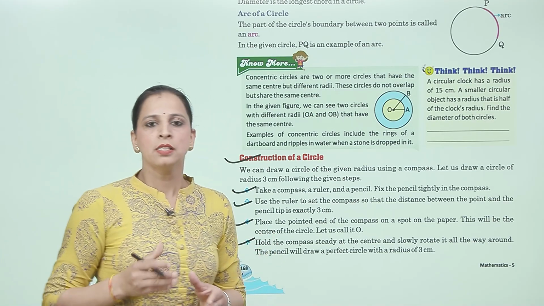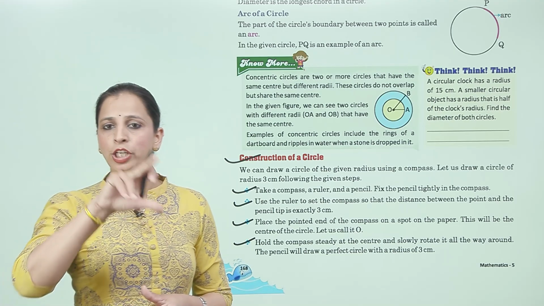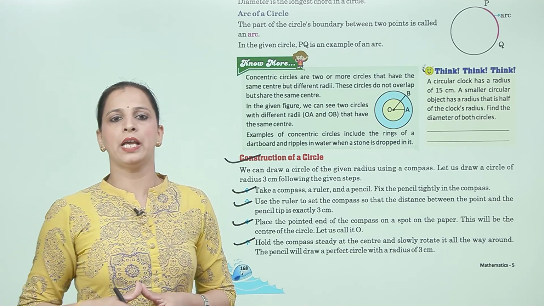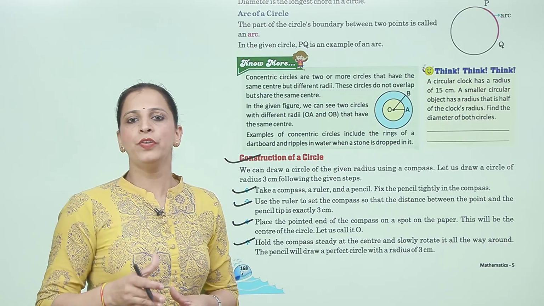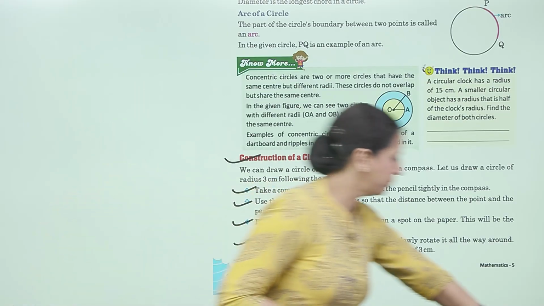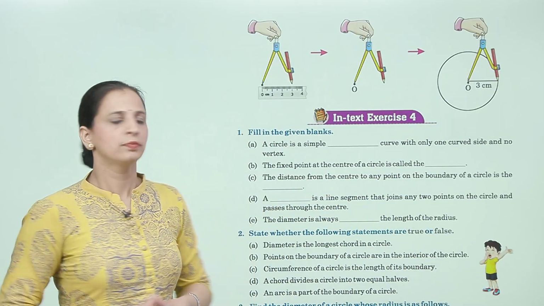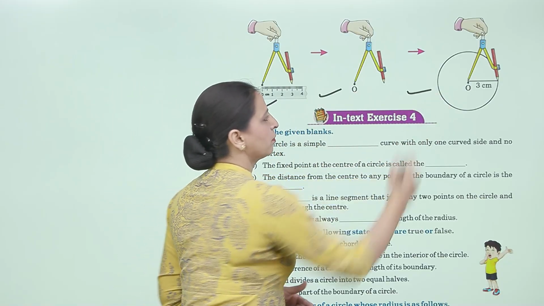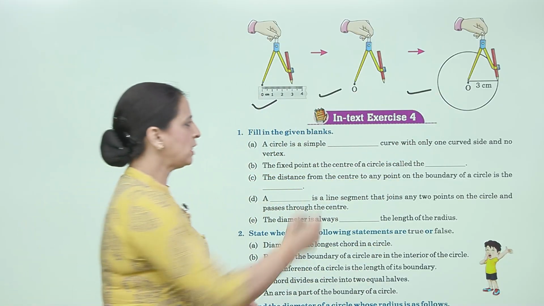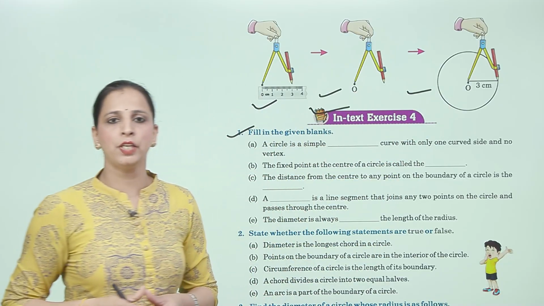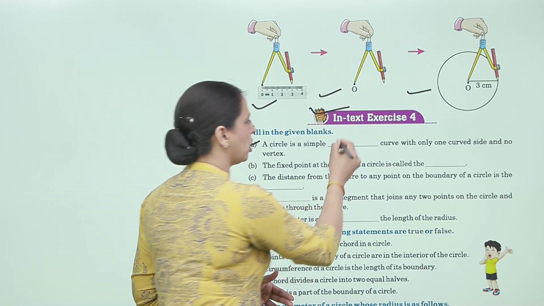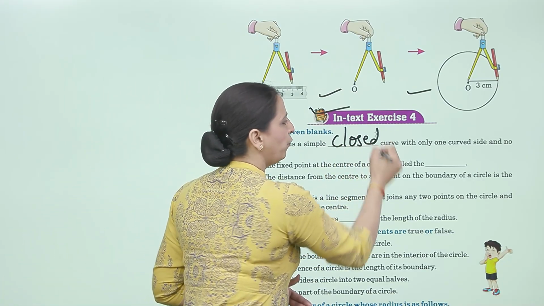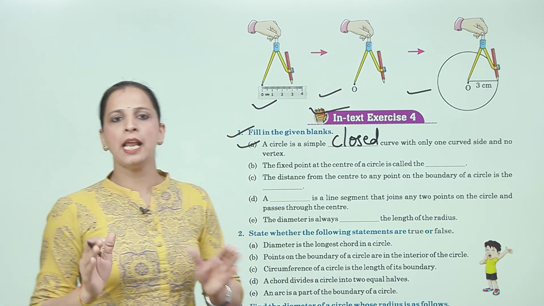Hold the compass steady at the center and slowly rotate it all the way around. The pencil will draw a perfect circle with a radius of 3 centimeter. Like this. Now, in text exercise 4, question number 1, fill in the given blanks. Now first, a circle is a simple closed curve with only one curved side and no vertex.